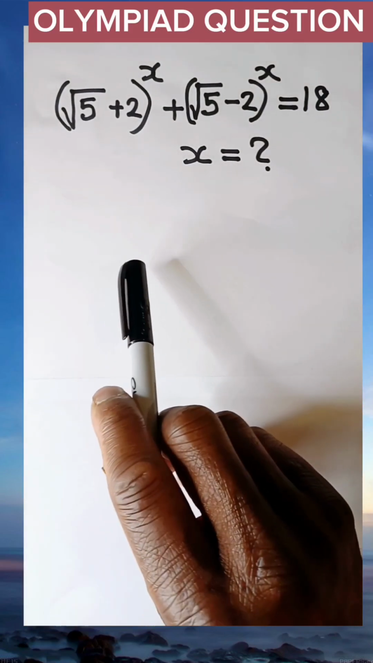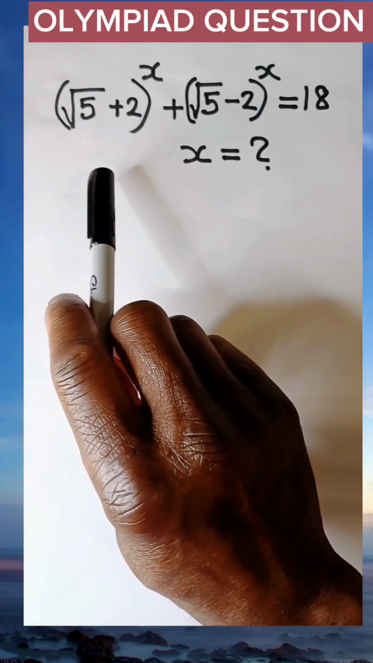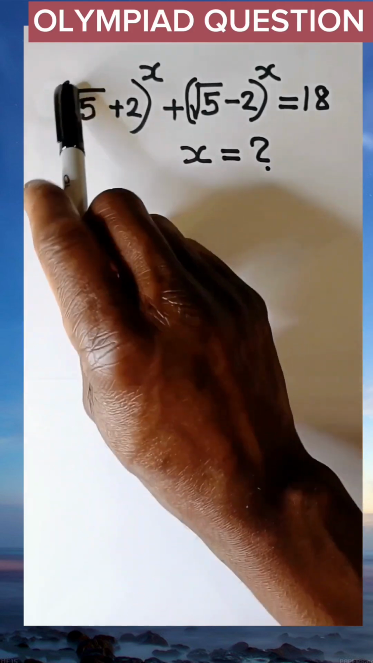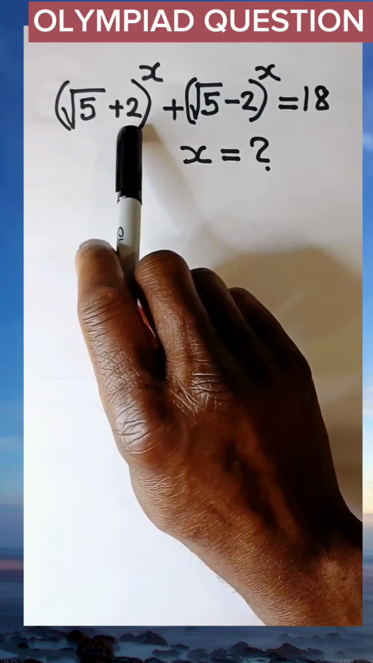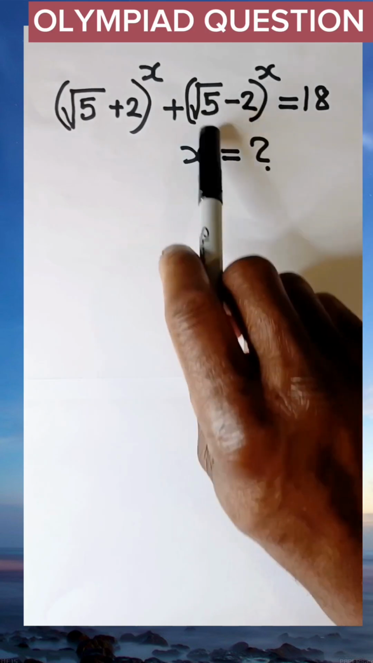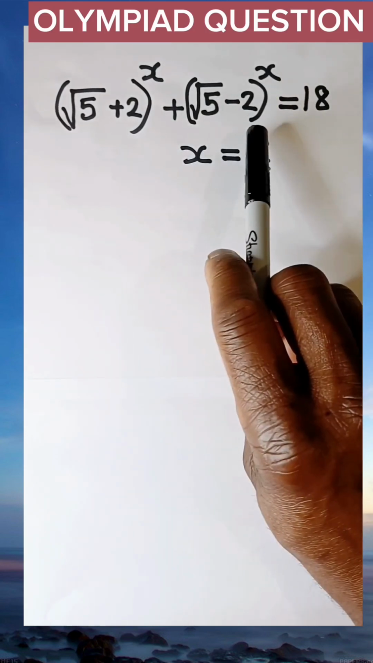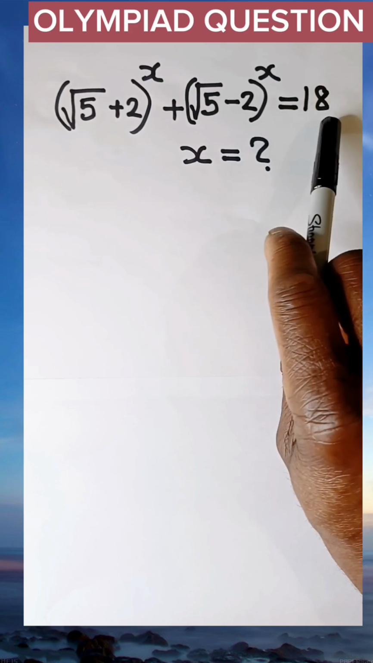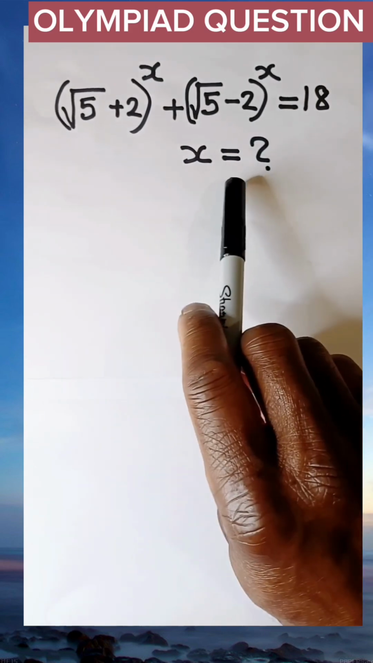Welcome to another video. We have an Olympiad question before us. We have (√5 + 2)^x + (√5 − 2)^x = 18. We are required to find the value of x.